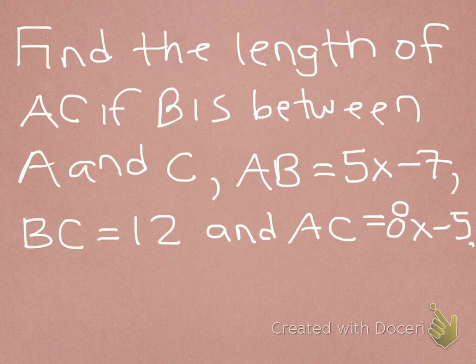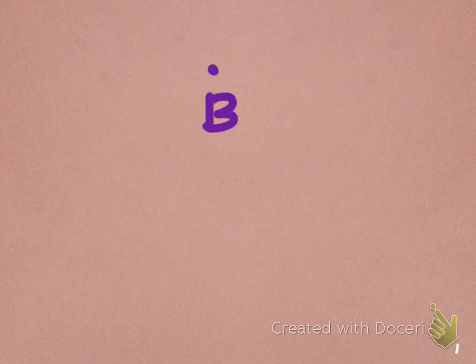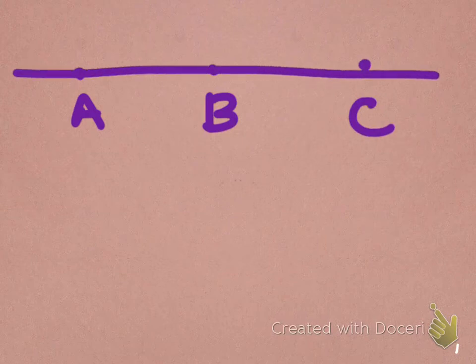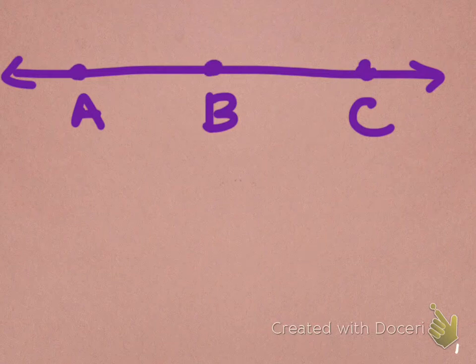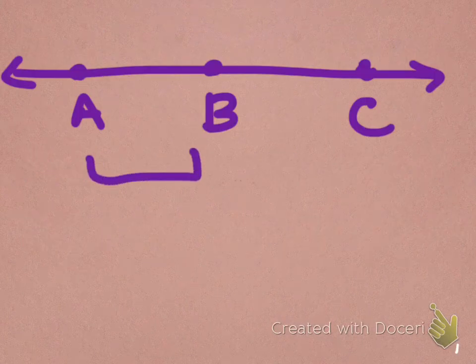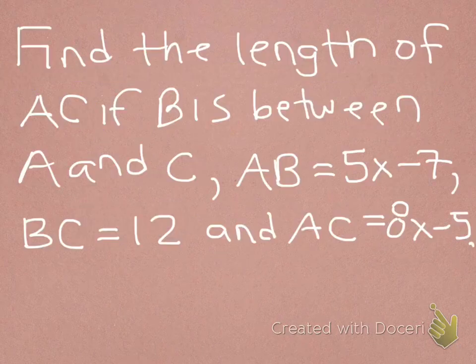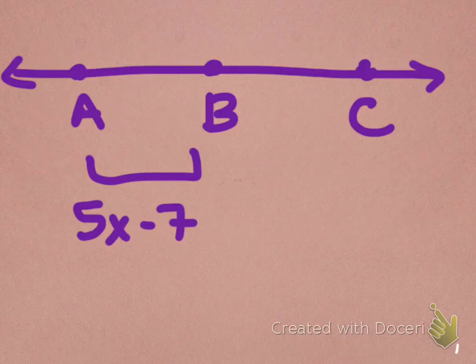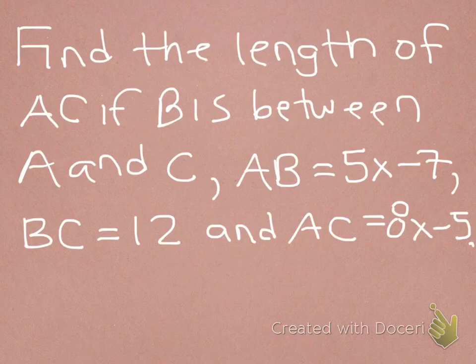Next one, we're finding the length of AC, and again, this one I would draw out. So it says B is between A and C. And we're going to assume that's a straight line. Okay, so we label what we're given. AB equals 5x minus 7. BC equals 12. And AC equals 8x minus 5.